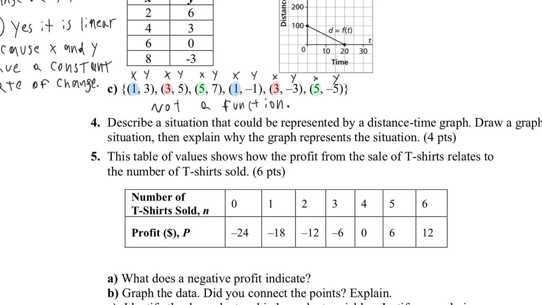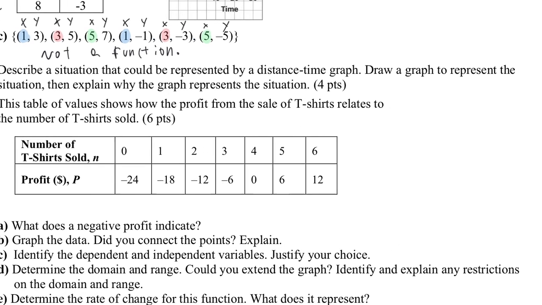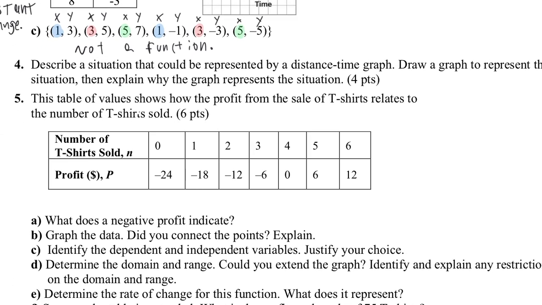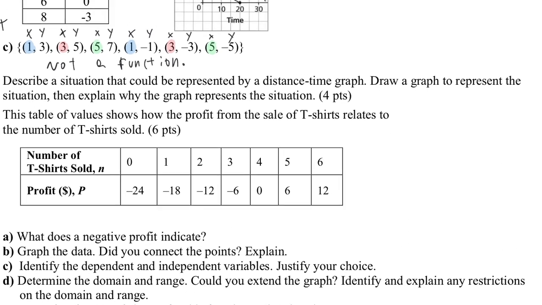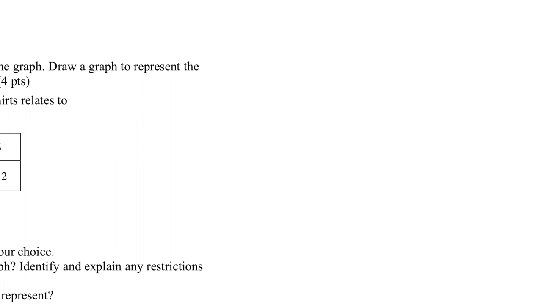Okay. Number 4. So number 4 says, describe a situation that could be represented by a distance time graph. Now, we could use something like this that we already saw, but I'm going to show one a little bit more in depth. Draw the graph to represent the situation, then explain why the graph represents the situation. So I'm going to show you a very basic one that we can draw. And I believe that if you stick with this basic situation, you should be just fine.